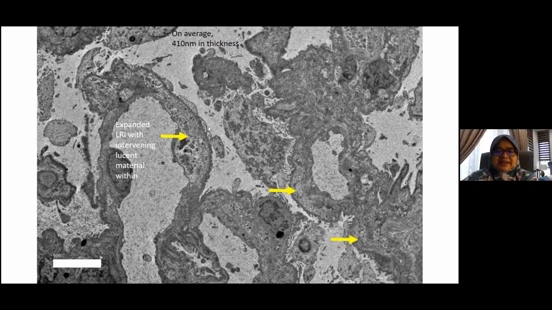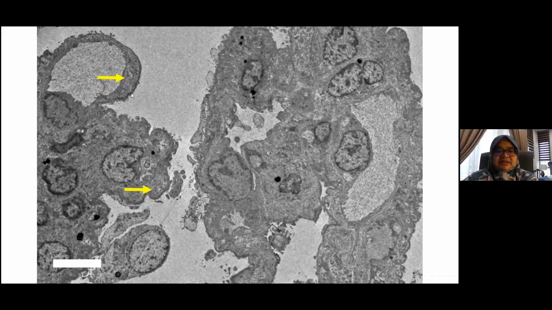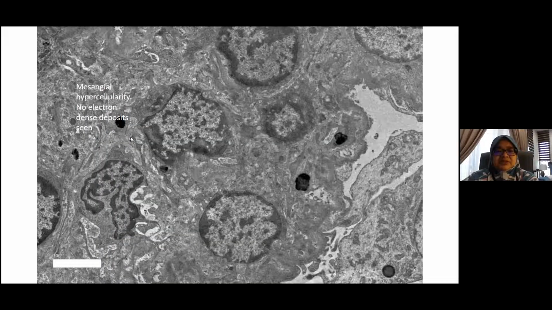So we see that this is the capillary loop. These are a few capillary loops, and all the capillary loops look to have expanded lamina rara interna, having this intervening lucent material within. It is thickened, about 410 nanometers in thickness. Okay, so all these are the thickened capillary loops with the lucent material within. So there is increased mesangial cellularity, as we can see here. There's 1, 2, 3, 4, 5.